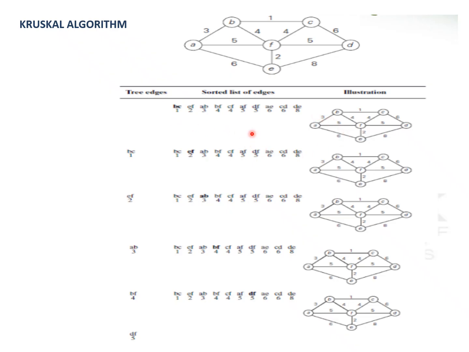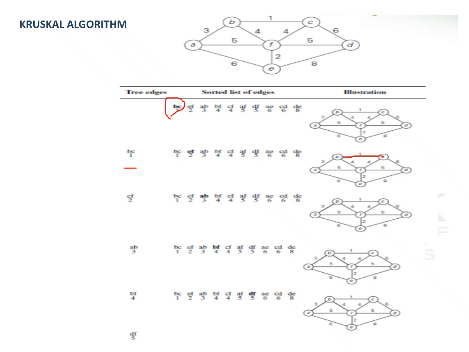Once I write in a non-decreasing order, first I have to choose the smallest edge. Then I am going to see whether including this particular edge is going to form a cycle or not. If it is not forming a cycle, I can accept it. So B and C, I found that both B and C are not visited, so I am going to include this. See here I have included this, so that's why I have represented it in a bold format.